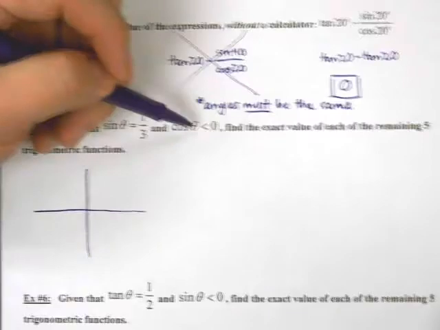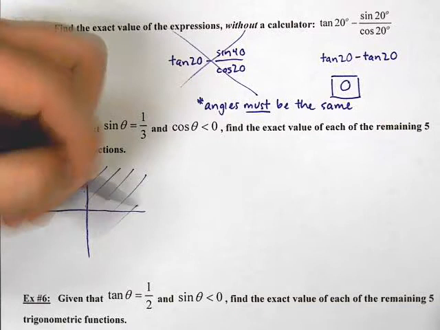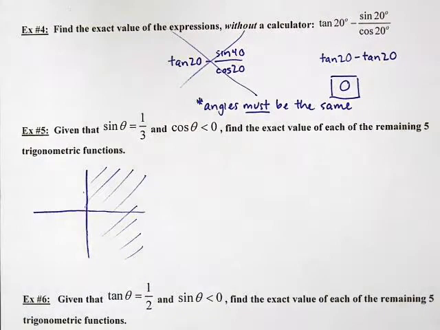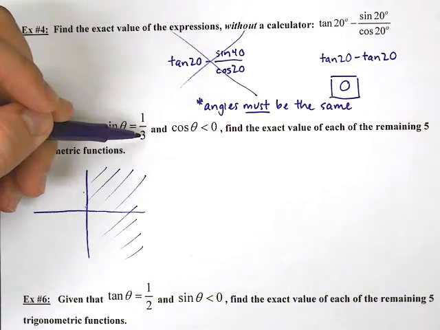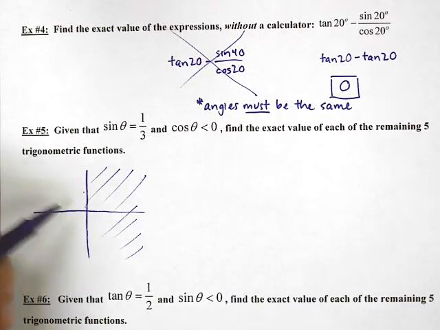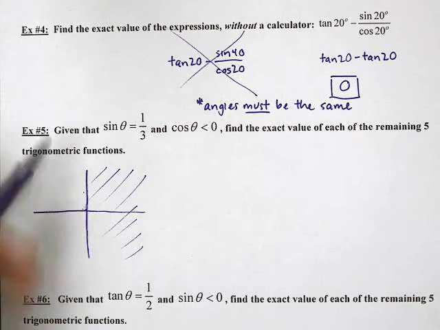Again, we know that cosine must be negative. So to help me out, I'm just going to cross this off. I know I can't use it, right? I cannot be in the positive x direction. I do know that sine is 1 over 3. So if sine is y over r, okay, I think I have an idea of what I'm doing here. I know that sine must be positive, so I'm going up.